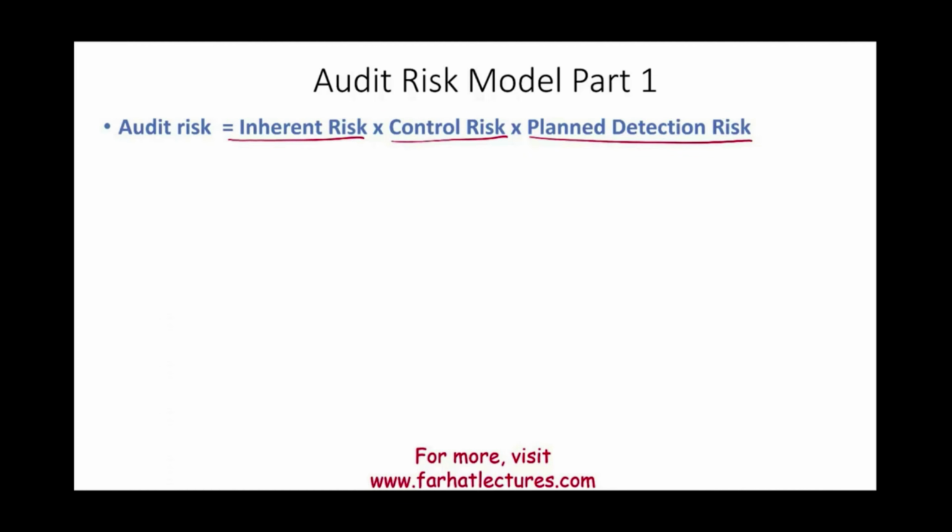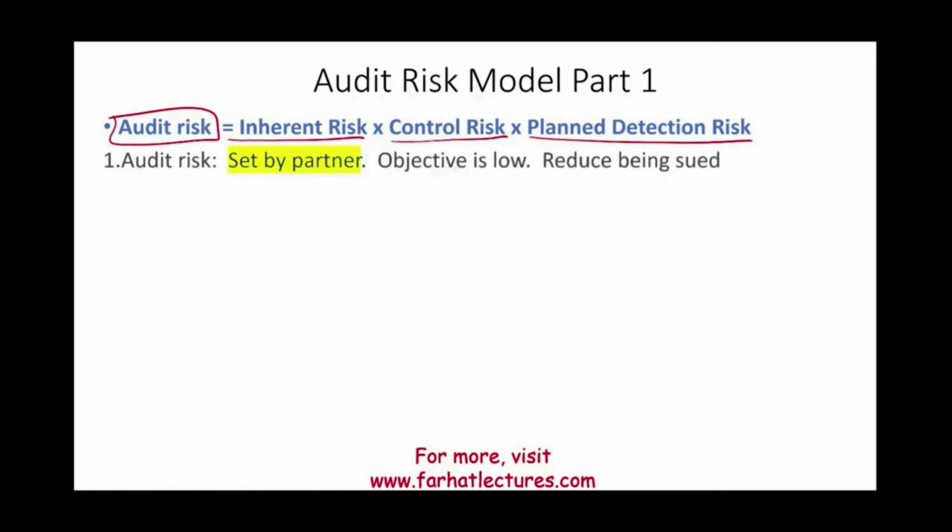So I'm going to start by defining and working with audit risk. What is audit risk? Well, audit risk is set by the partner. So the auditor sets the audit risk, and the objective is to set the audit risk low. What does that mean? It means if I want to be sure, if I don't want to take any chances, I want to set my audit risk low. Why? Because that's going to reduce my chances of being sued by the client.